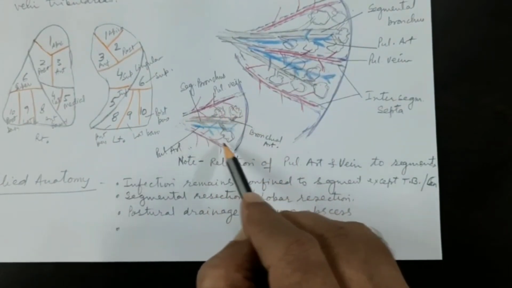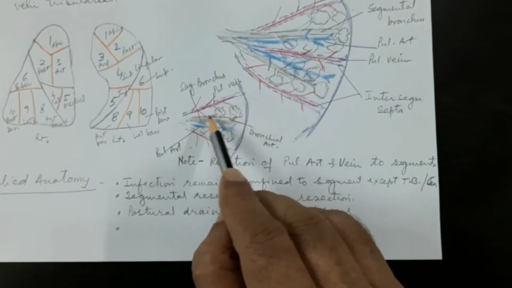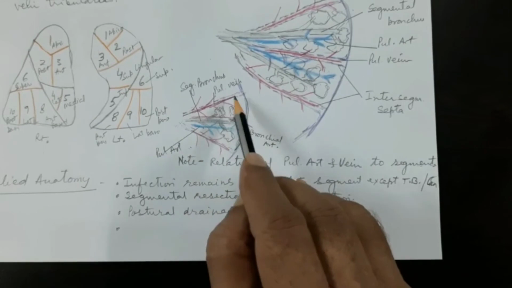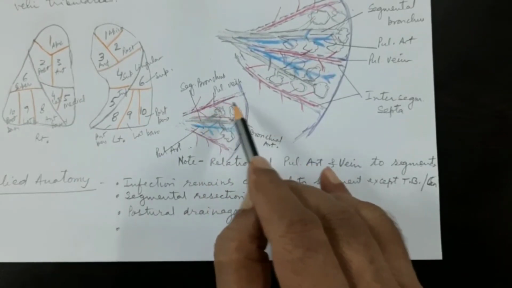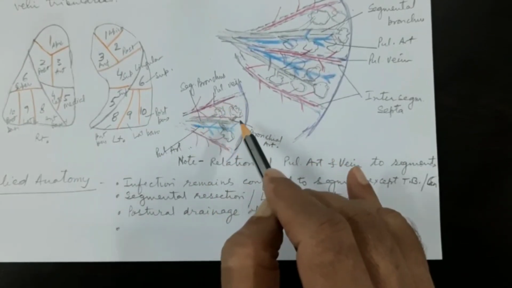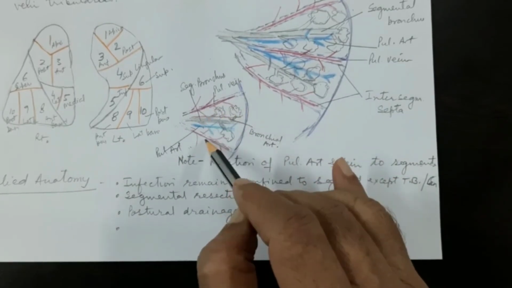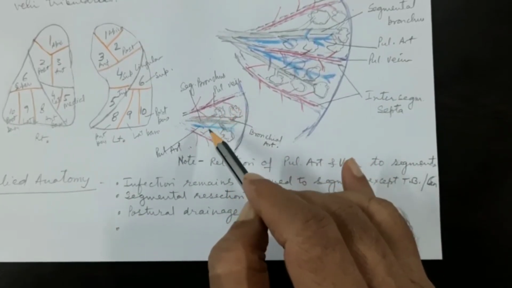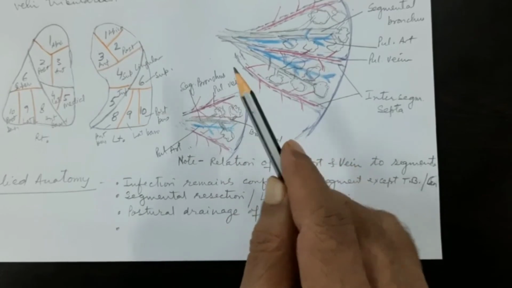So these are the structures, besides the lymphatics and the sympathetic nerves, which are also autonomic nerves, which are also coming in each segment. These are the boundaries and the contents of each bronchopulmonary segment.